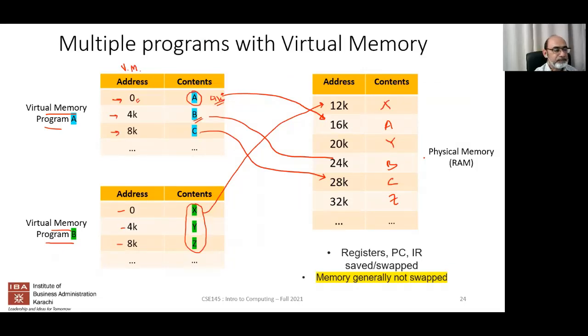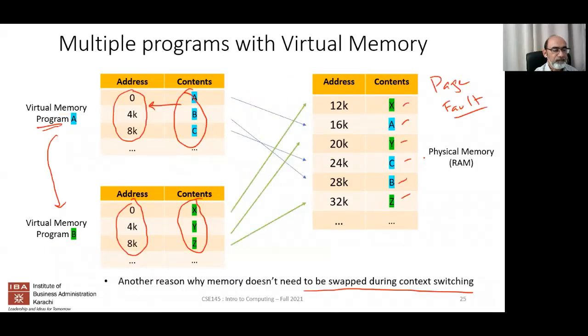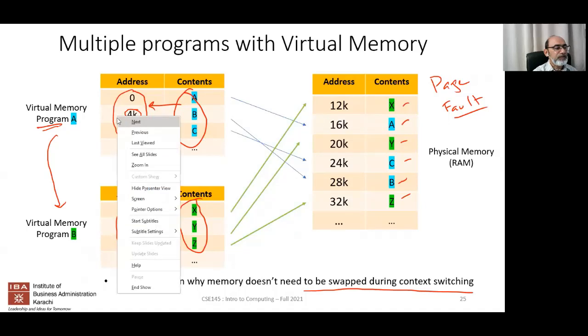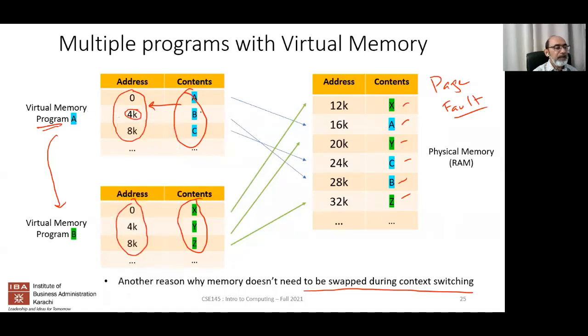If we have two virtual memories, is it possible for both of them to possess the address 4K, or will there be any problem if at 4K we have A, and we also have B? It won't be a problem, because when you want to access the address 4K, the map is going to tell you where it's actually located. So you will actually go to the address 28K to get the address 4K when you're running program A.